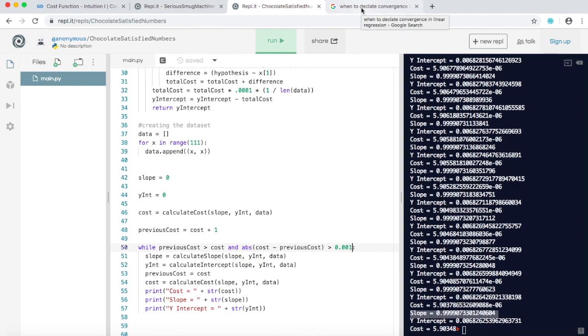So we are saying we will continue this loop while the previous cost is greater than the current cost, and the difference between the previous cost and the cost is greater than 0.001. In other words, if it's less than this number, then this loop will break. So let's put this on the outside.